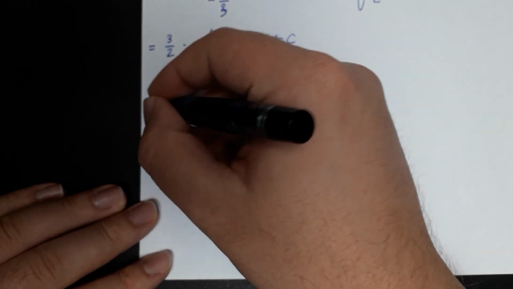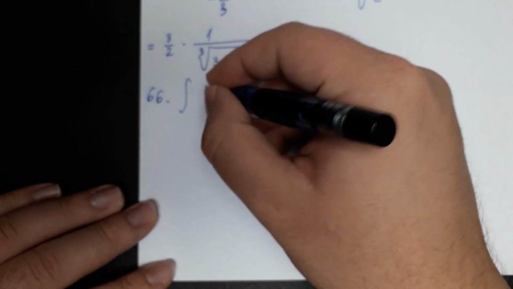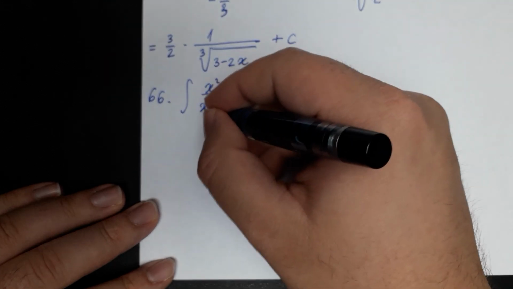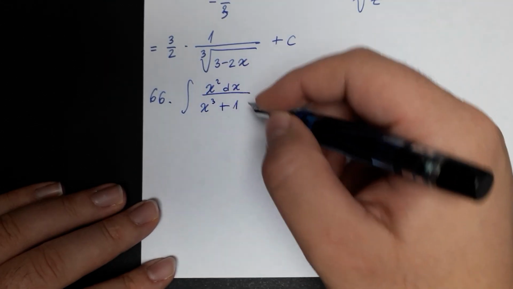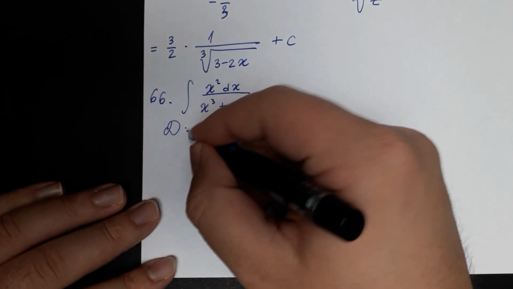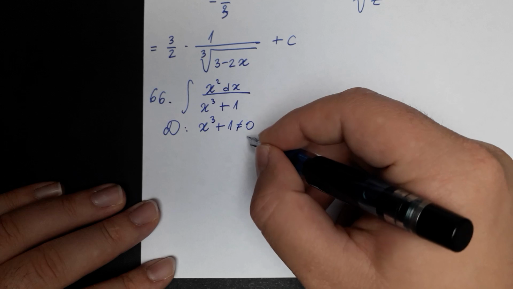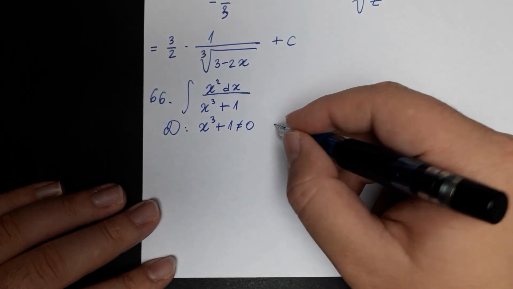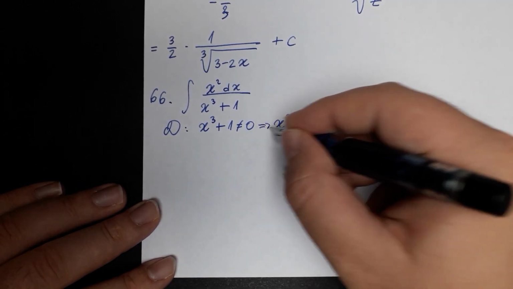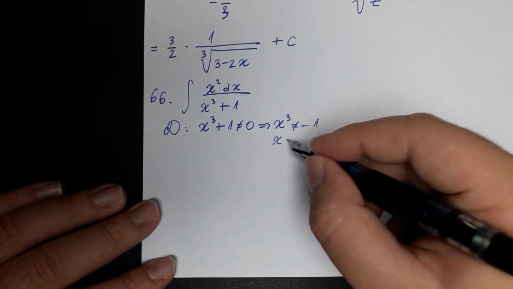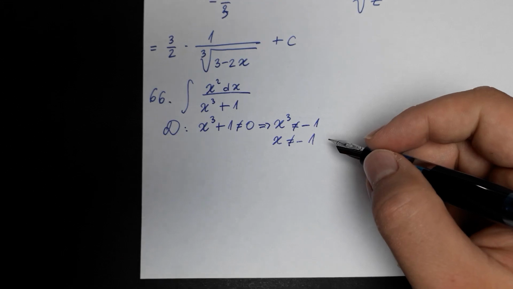Integral number 66 on our list is an integral of x squared dx divided by x cubed plus 1. The area in which this integral is defined is for x cubed plus 1 to be different than 0, and that means that x cubed has to be different than negative 1. That means that x has to be different from negative 1.